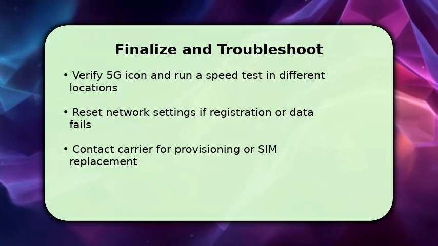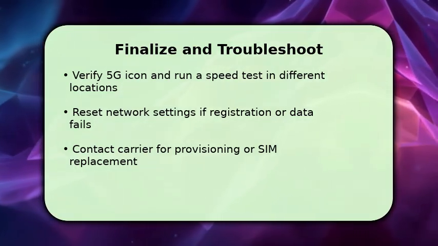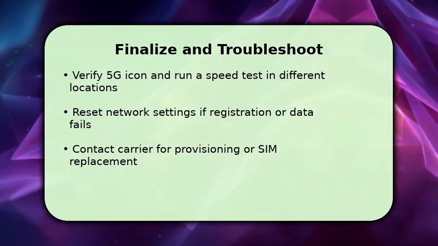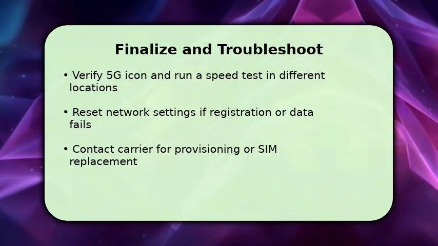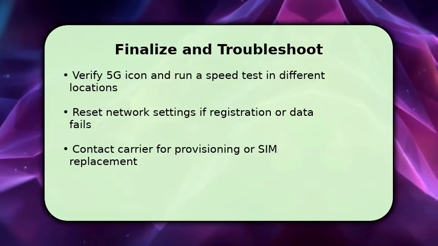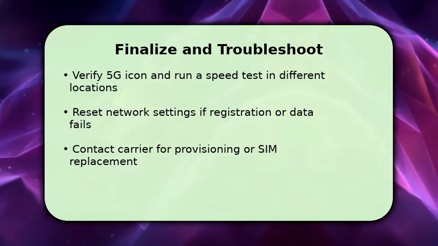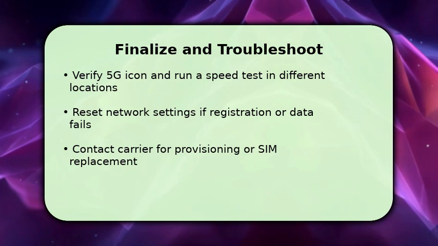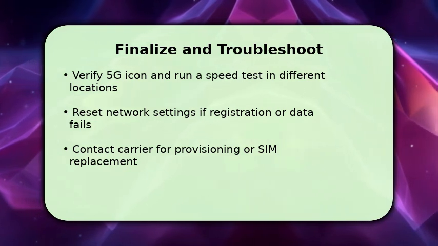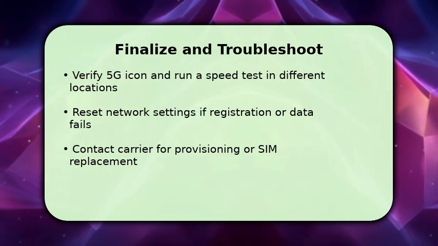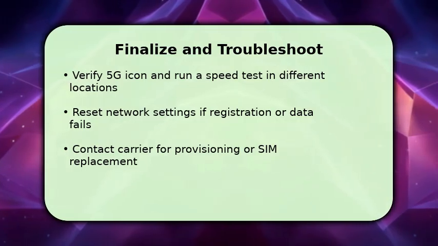If registration fails or no data, reset network settings to clear saved APNs and re-register with the tower. This often resolves profile conflicts. If the issue persists, contact your carrier to confirm provisioning. Request a SIM swap or check for local outages. Those steps solve most remaining problems.